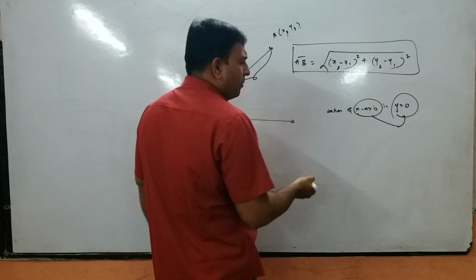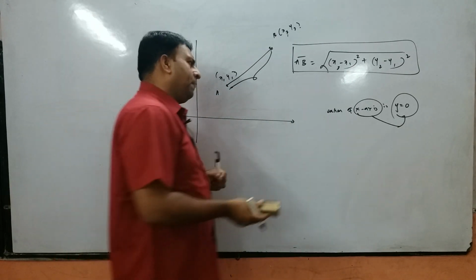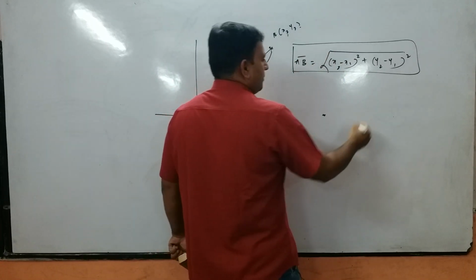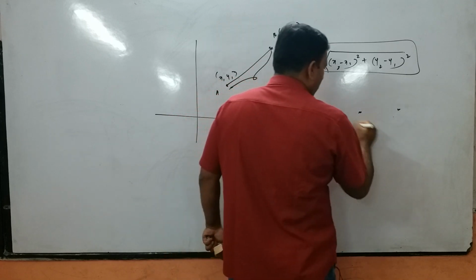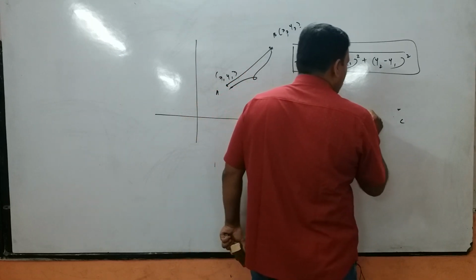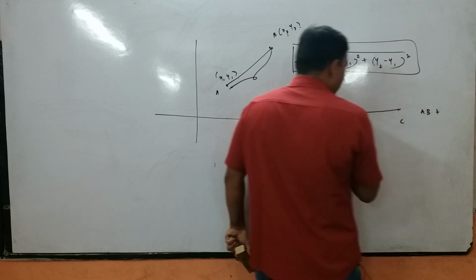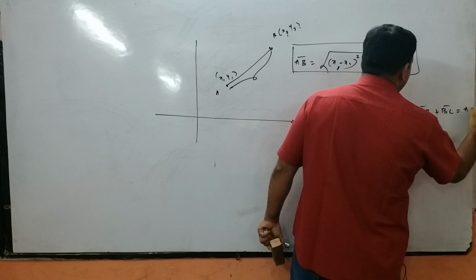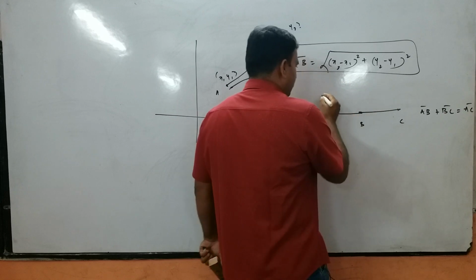Apart from the distance formula, one has to know the concept of collinearity. What do you mean by collinearity? Let me take an example. Suppose I take this point, this point, and this point. This is point A, this is point B, and this is point C. If I join AB and BC, I can declare that AB plus BC is equal to AC. So this plus this is equal to this. This is my case 1.